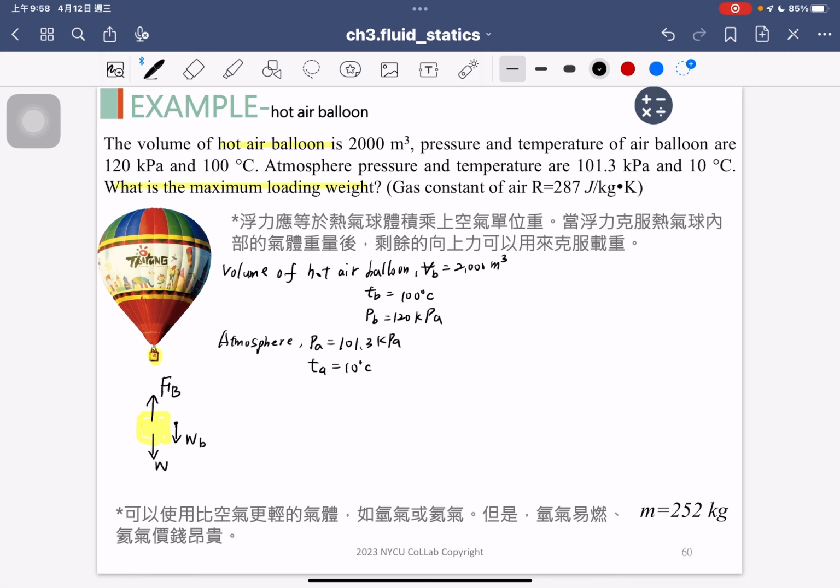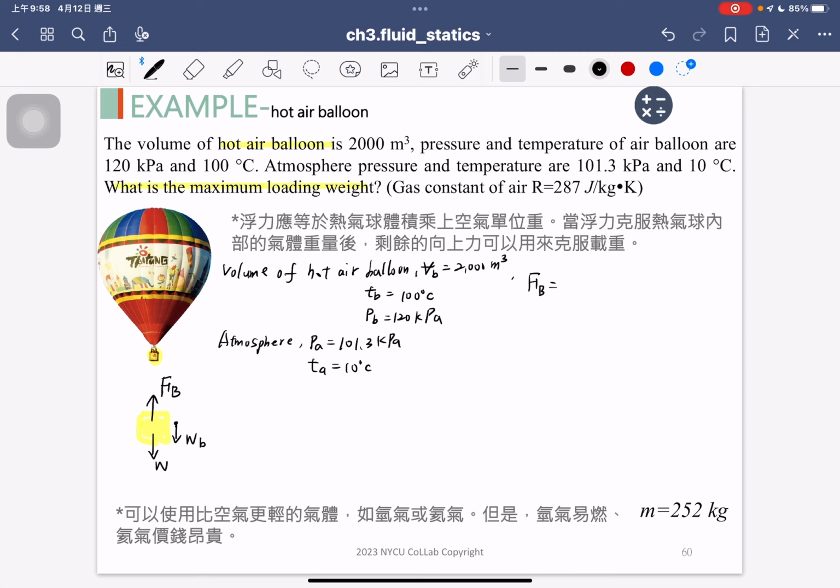We have the buoyant force first. And the buoyant force needs to overcome the people weight, which is W here, and also needs to overcome the self weight, the weight contributed by the balloon. So that's our force balance. So the first idea is we need to compute FB, the buoyant force.